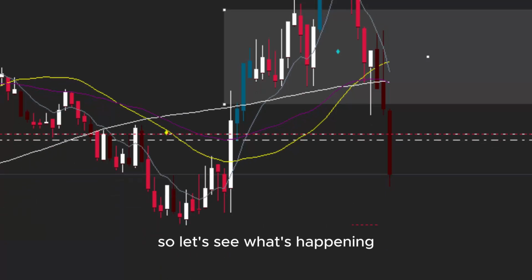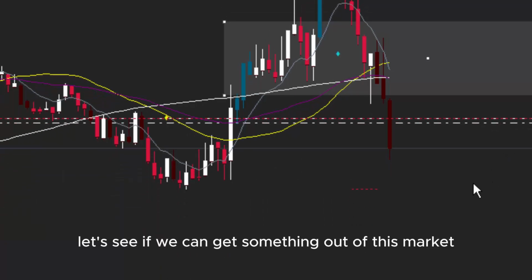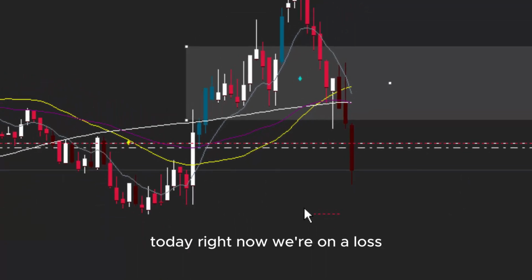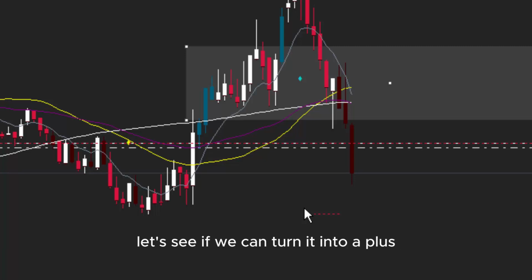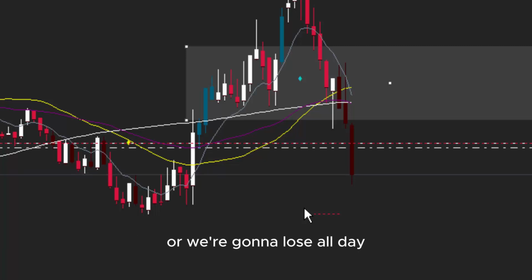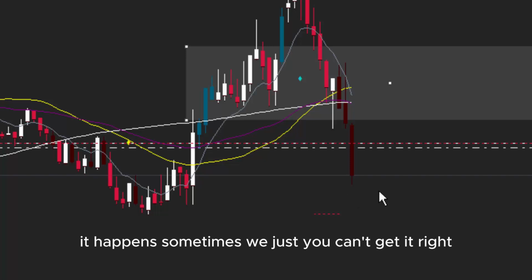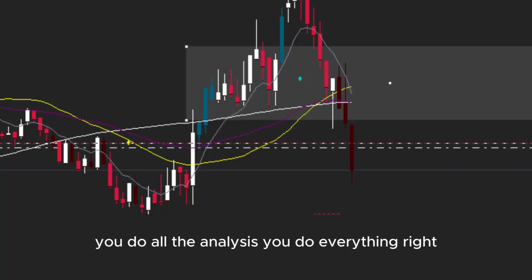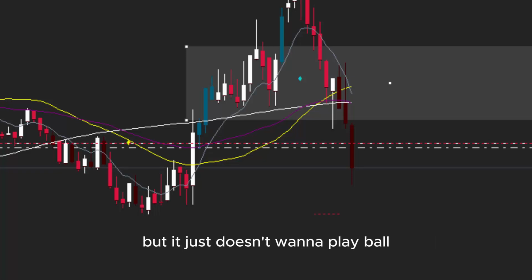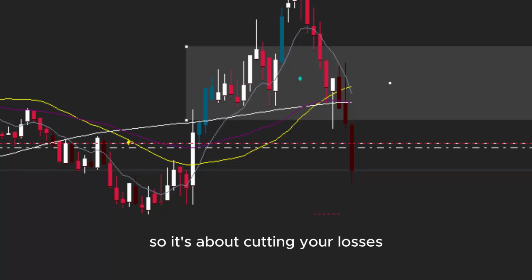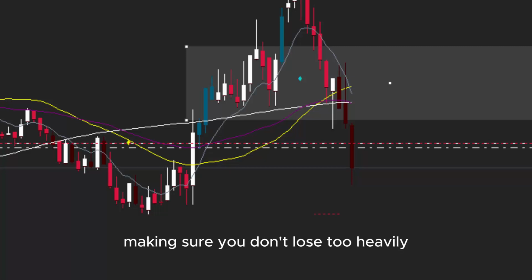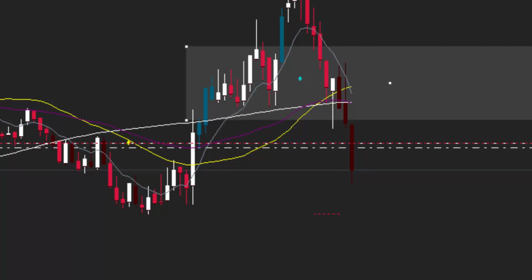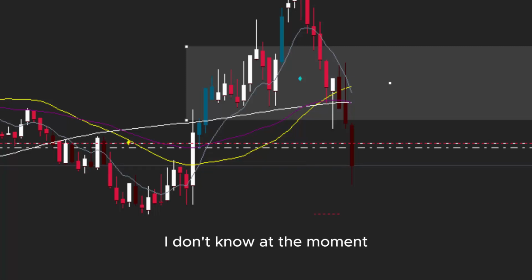So let's see what's happening. Let's see if we can get something out of this market today. Right now we're on a loss. Let's see if we can turn it into a plus, or we're going to lose all day. It happens. Sometimes you can't get it right. You do all the analysis, you do everything right, but it just doesn't want to play ball. So it's about cutting your losses, making sure you don't lose too heavily. So let's see. I don't know at the moment.